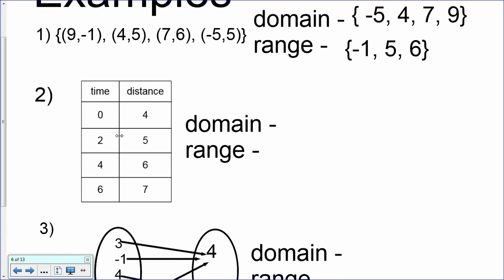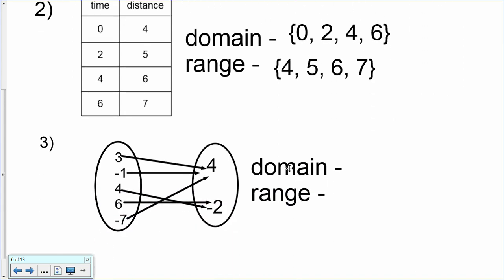Here we have time and distance. Time is our independent variable because it's going to happen no matter what kind of distance we have. Distance is going to really depend on our time. So that's our dependent variable. So this is our independent, so our x values, which means this is our domain, 0, 2, 4, and 6. It's already in order, nothing repeats. We just need braces. And our range is 4, 5, 6, 7. So again, already in order, nothing repeats, so I just need braces.